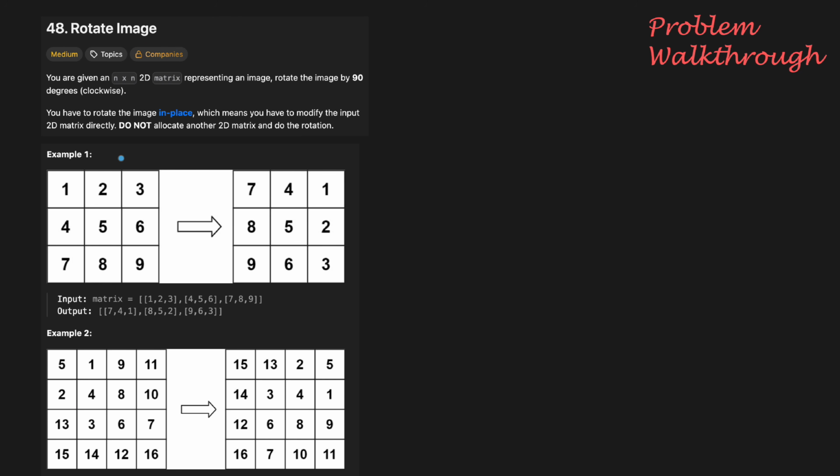Then in example 1, when we rotate the given matrix clockwise by 90 degrees, the first row in the input matrix becomes the last column in the rotated output matrix, and the second row becomes the second last column, and finally the last row becomes the first column, and this is how this matrix is rotated. And similar is the case in example 2, where the first row transforms into the last column and the rest of the rows follow suit by taking their respective position in the rotated output matrix.